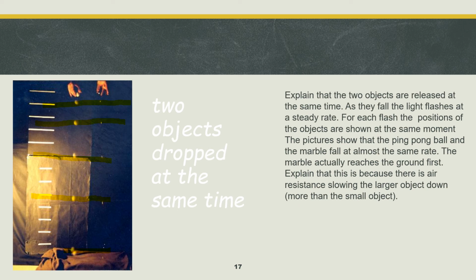The two objects are released at the same time. As they fall, the light flashes at a steady rate. For each flash, the positions of the objects are shown at the same moment. The pictures show that the ping pong ball and the marble fall at almost the same rate. The marble actually reaches the ground first. This is because there is air resistance slowing the larger object down more than the smaller object. So the resistance of the air, and because the ping pong ball is larger and has a larger surface area, it hits the ground a little bit slower than the marble.